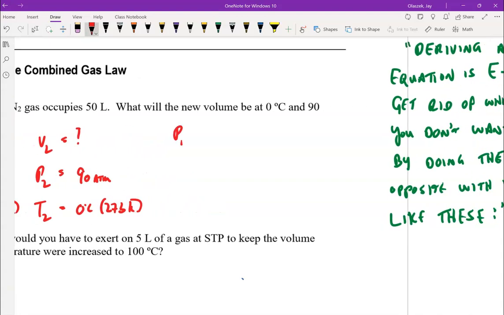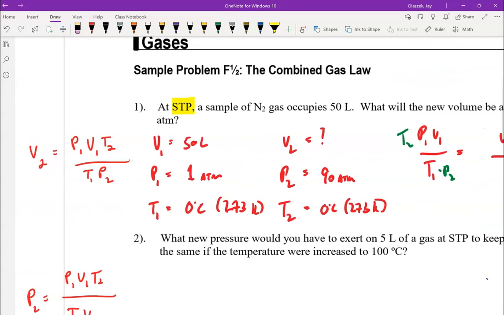So we know P1 times V1 over T1 is equal to P2 times V2 over T2. To get V2 by itself, I'm going to multiply both sides by T2. That gets rid of it over here. Then I'm going to divide both sides by P2, and that gets rid of it over here. So now what you have is V2 is equal to T2 times P1 times V1 over T1 times P2. It's right there. I did it right here.